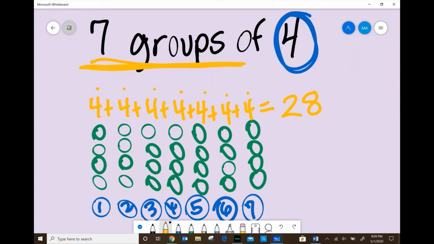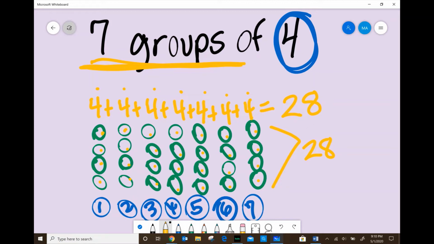But if you don't want to count by fours and you want to do it a longer way, you can just count each circle individually. You could say 1, 2, 3, 4, 5, 6, 7, 8, 9, 10, 11, 12, 13, 14, 15, 16, 17, 18, 19, 20, 21, 22, 23, 24, 25, 26, 27, 28. Oh, I have 28 circles total. You could do it that way.